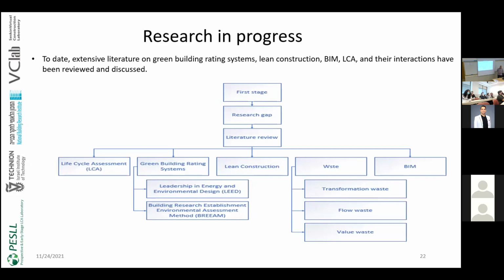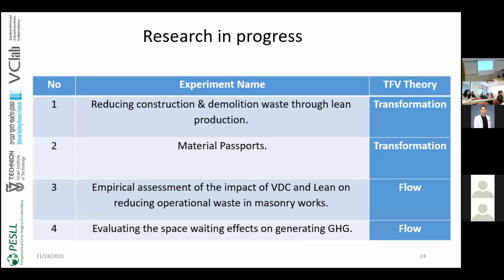So, research in progress. Today, an extensive literature review on green building rating systems, which cover BIM-LCA, green building rating systems, and lean construction and their interactions, has been reviewed and discussed. Now, the research in progress: this table shows some of the experiments that I started in order to measure the things related to the transformation and the value.